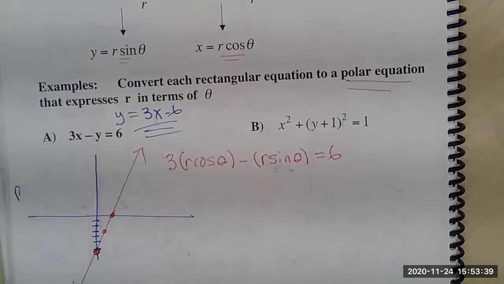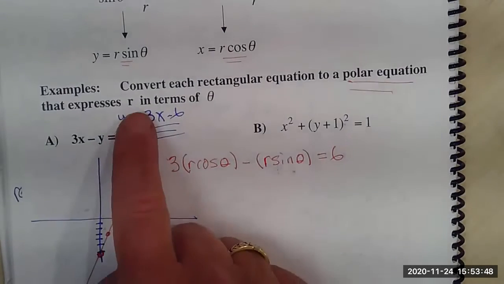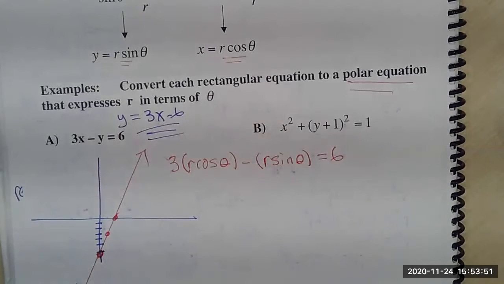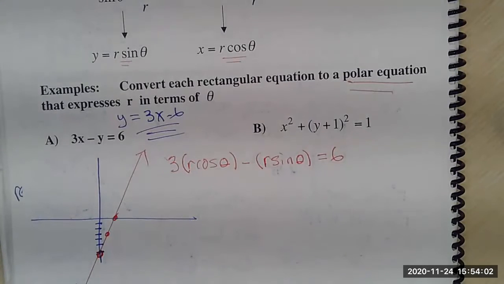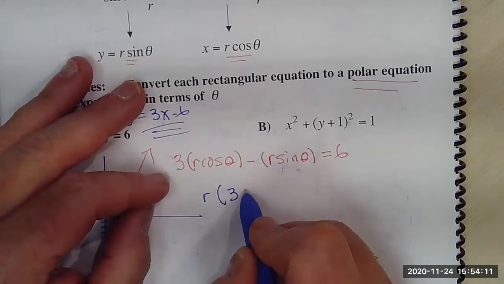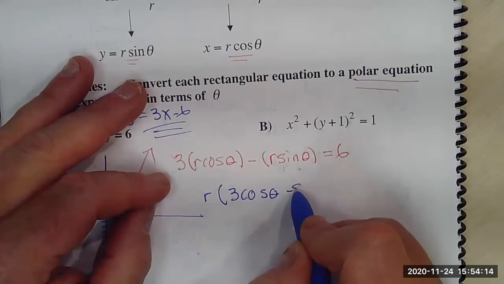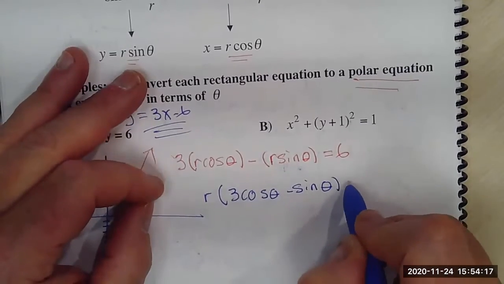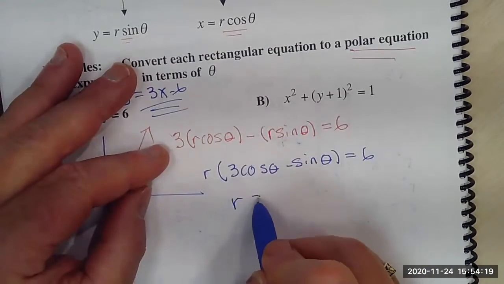I'm done. That's it. The author probably is going to ask you, well, here it is, express r in terms of theta. R in terms of theta means get the r by itself. So then it becomes a little more of a challenging algebra problem. This one here, I'm going to factor off the r. I'm going to greatest common factor off the r. They both have r's, so I'm going to go r parentheses. That would be 3 cosine theta minus sine theta equals 6, and then solve for r.